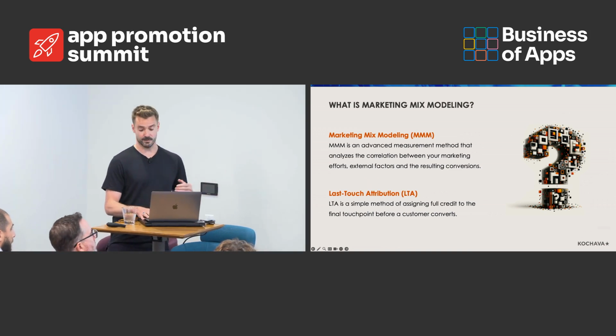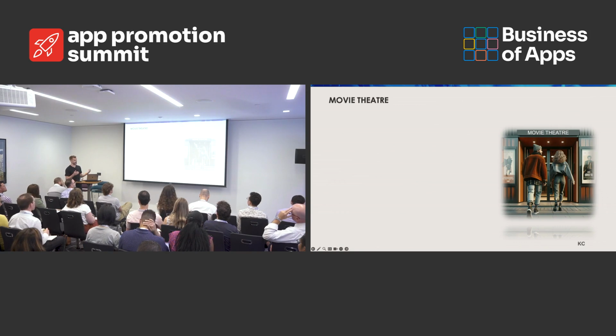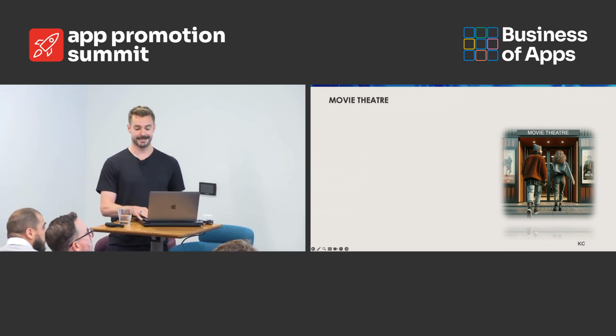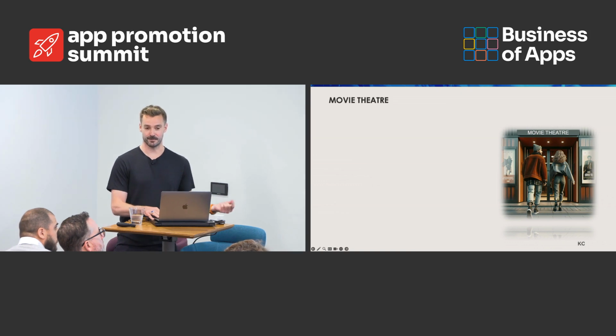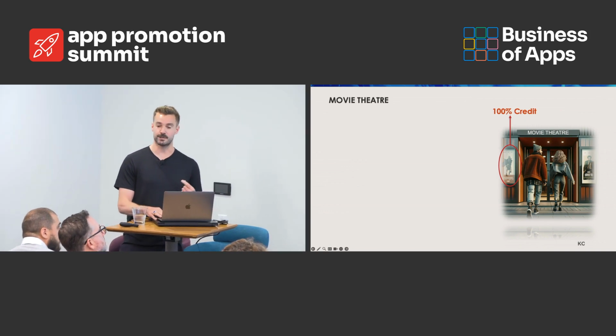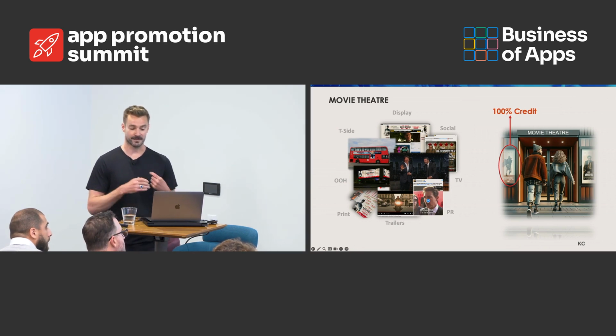I'm going to give you a couple of analogies now to help understand this further. The analogy I like to use the most, which a few people in this room have seen a few times, is a movie theatre analogy. Every time you go to a movie theatre to see the latest film, there's always a poster for the film that you're about to see next to the door of the screen you're about to go into. In the last touch attribution world, 100% of the credit would go to that movie theatre poster, when in reality, what actually influenced you to go and see that film was a marketing mix.